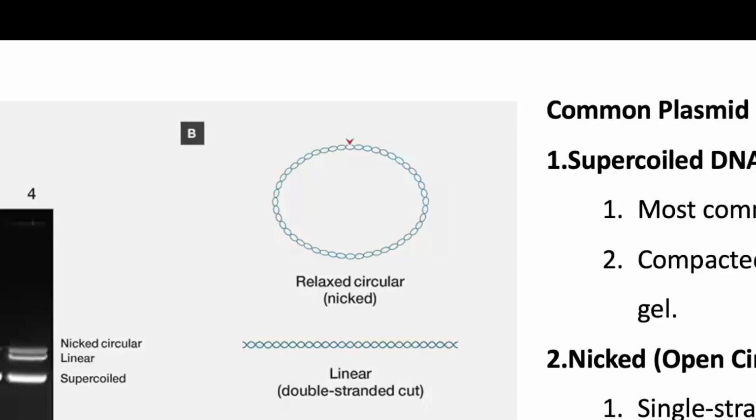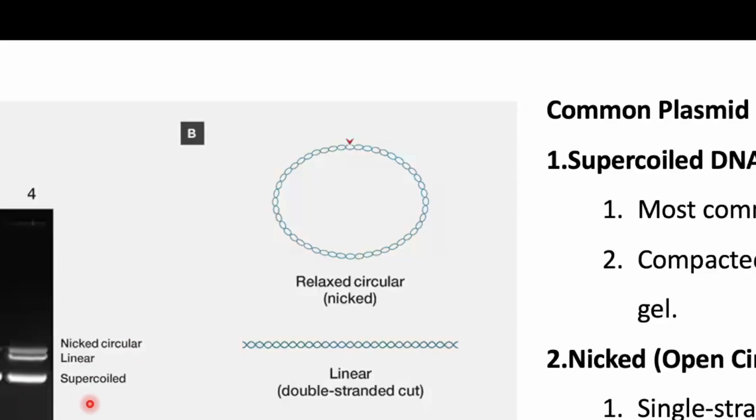So this is how a plasmid in a gel would look. On the left side, lane M is the marker or the ladder. Then we have 4 lanes. This is the plasmid. Here we have the nicked circular, followed by the linear plasmid and the supercoiled plasmid. So that was the option.